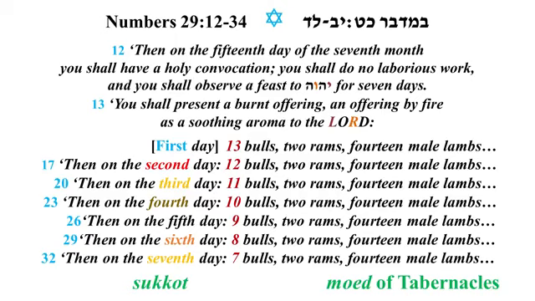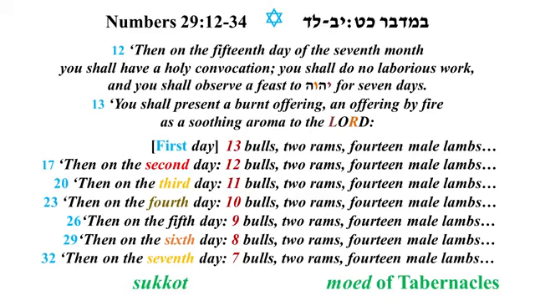And during these 7 days of Sukkot, verse 13 says, you shall present a burnt offering, an offering by fire, as a soothing aroma to Yahweh. On the first day of this feast, you would sacrifice 13 bulls, 2 rams, 14 male lambs, on and on. And then on the second day, 12 bulls, 2 rams, 14 male lambs, on and on. On the third day, 11 bulls. On the fourth day, 10 bulls. On the fifth day, 9 bulls. On the sixth day, 8 bulls. And then on the seventh day, 7 bulls, 2 rams, 14 male lambs, on and on and on.